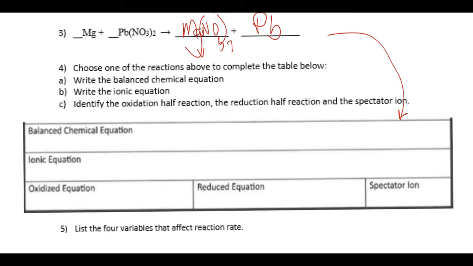And now let's see if we're balanced. I got 2 NO3s on both sides, good there. Mg, 1 on each side, good there. Pb, good, good. All right, so this is my balanced equation. So I'm going to write that here.